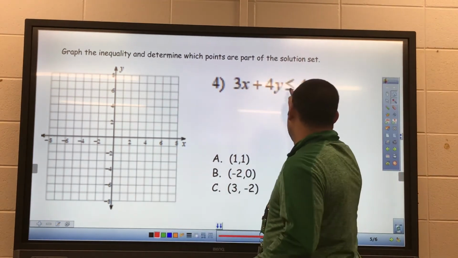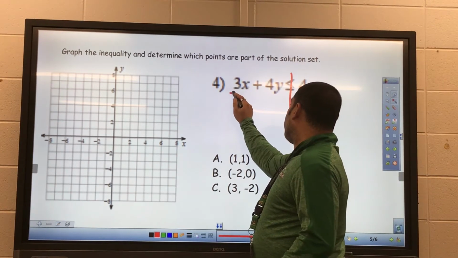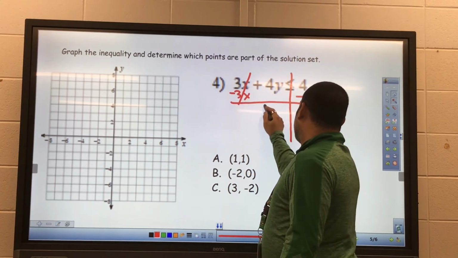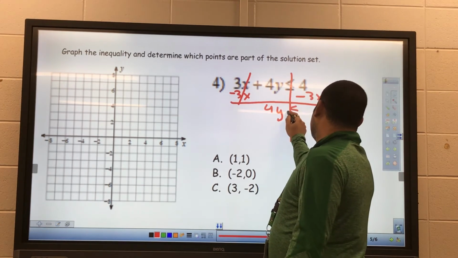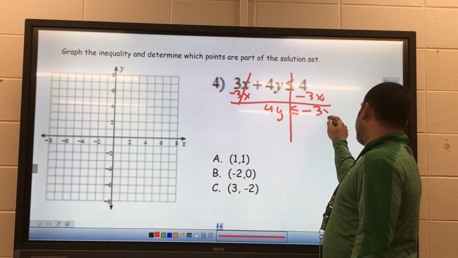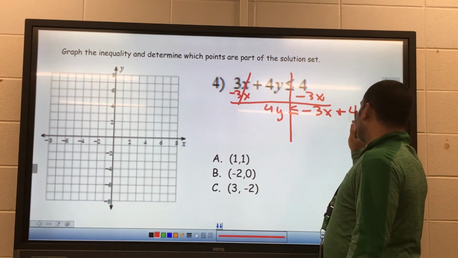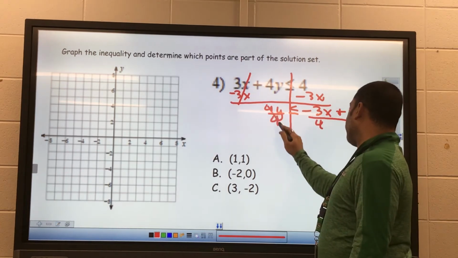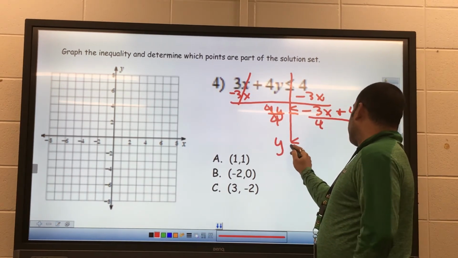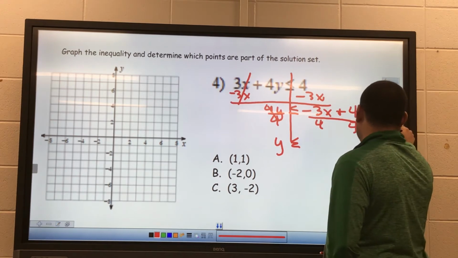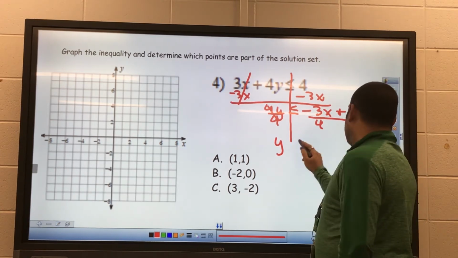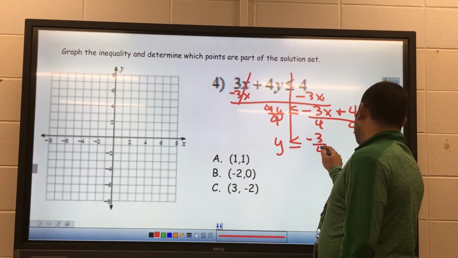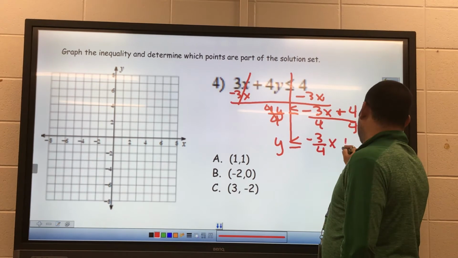All right. First things first, we better make sure we solve this correctly. So -3x on both sides. I get 4y is less than or equal to -3x plus 4, and then divide everything by 4. I'm putting this in slope-intercept form. Y is less than or equal to -3/4 x, and 4 divided by 4 is +1.